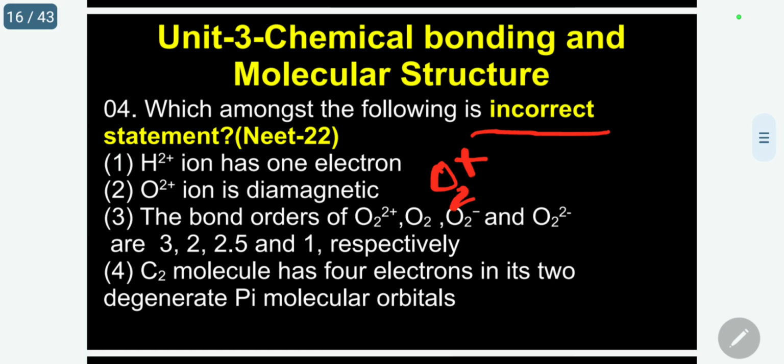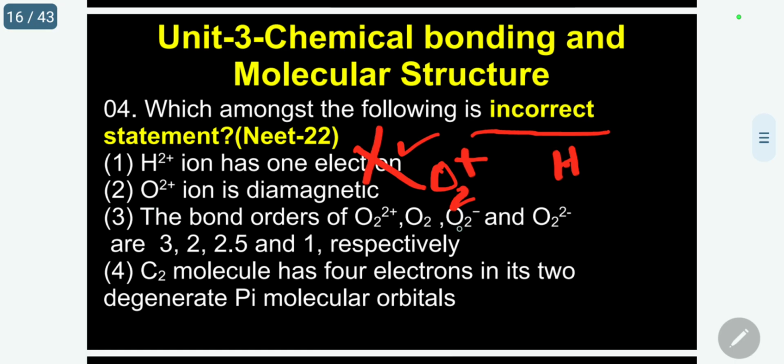They have asked which is incorrect. The question itself is very, very easy. The first one is incorrect because in the hydrogen atom we have only one electron. So when you say H2 plus, the H2 plus ion will not have one electron. This is incorrect.